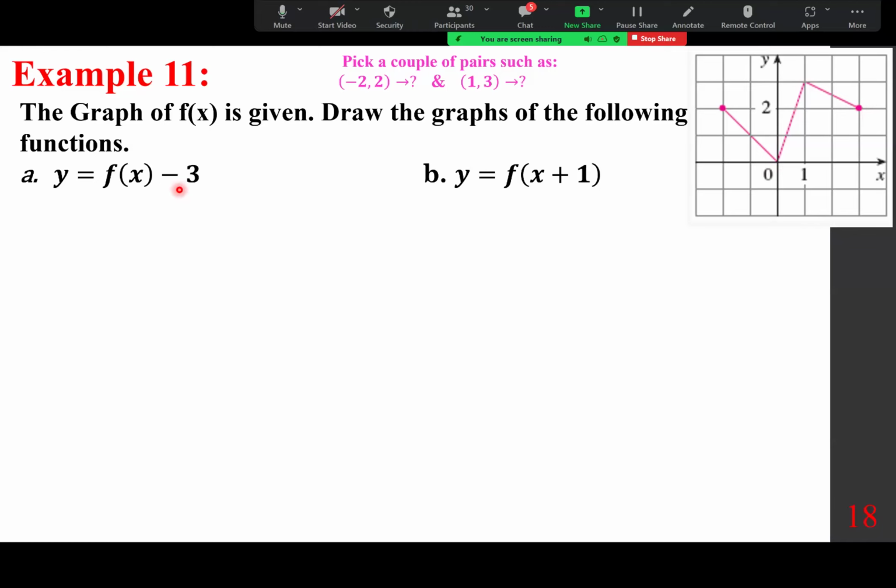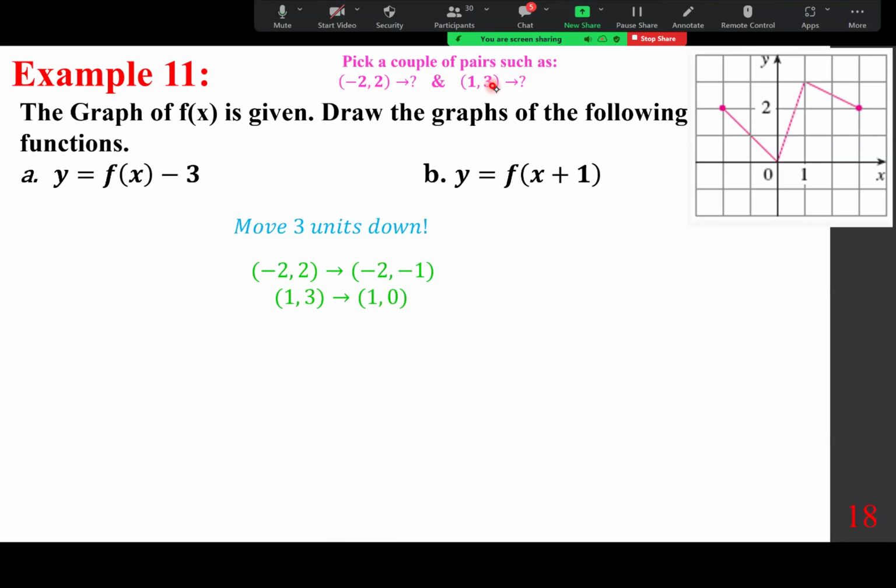So y equals f of x minus 3. That means bring it down by 3 units. That means every y coordinate gets subtracted by 3. Okay, so move 3 units down. We are looking at f of x. How do you move it 3 units down? Every point, bring it down by 3 units. So if you look at this one, I'm going to subtract 3 from 2, I get -1. I'm going to subtract 3 from this one, and I get 0.